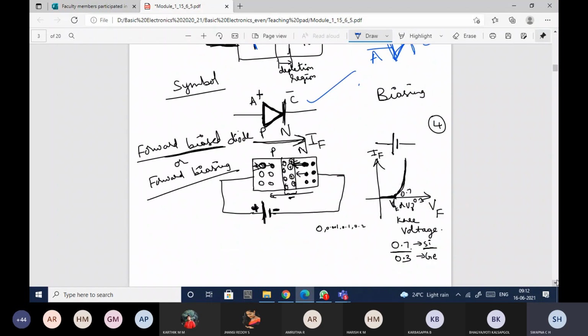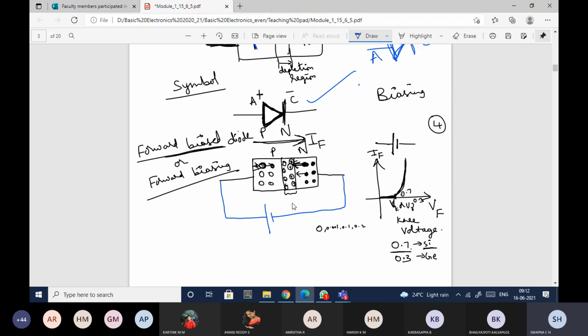So here, I have to bias this. Bias in the sense I have to provide additional voltage. So when I'm providing the additional voltage, I can connect this in two different ways. One is P connected to the positive and N connected to the negative terminal of the battery.